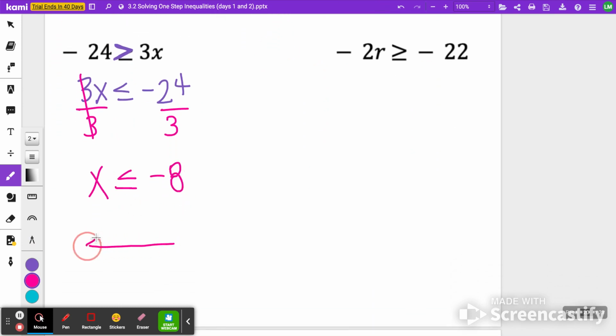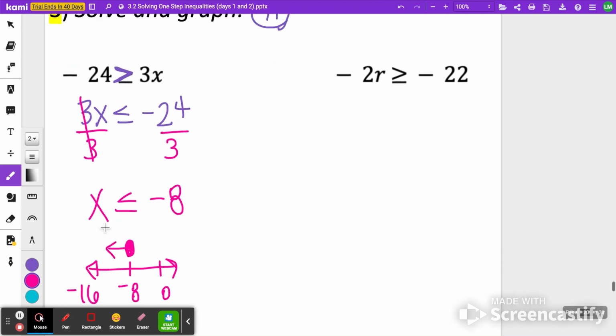So as I graph it, negative 8 is here in the middle, 0 is to the right, negative 16 to the left. Less than or equal to means closed circle, pointing left.